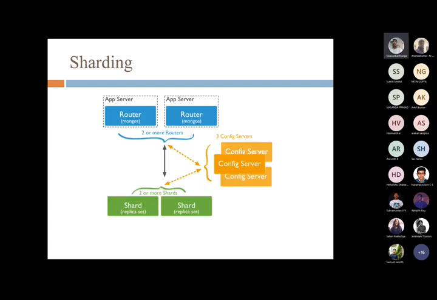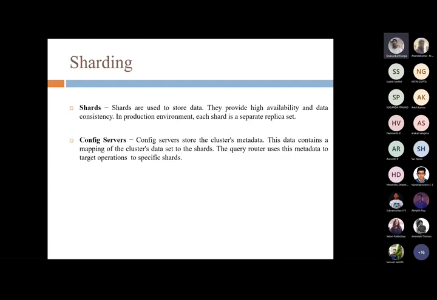So you have an application server, you have a configuration server, and finally you have the replica set. These are the major components in sharding. The shard is used to store the data. It is used to provide high availability and data consistency.